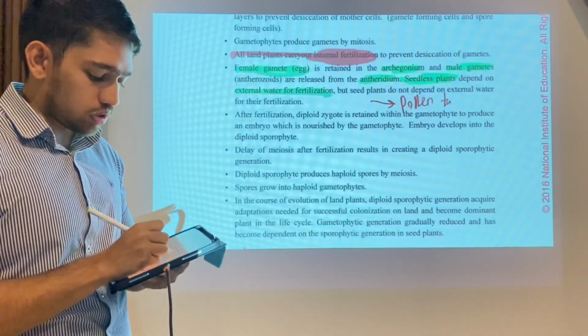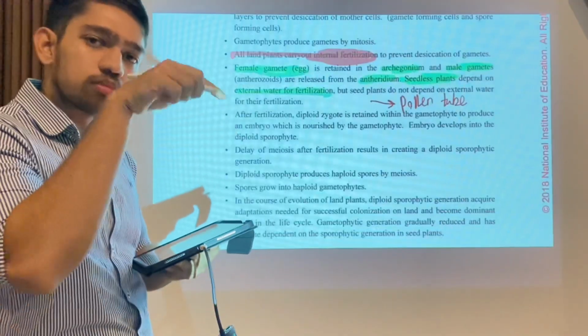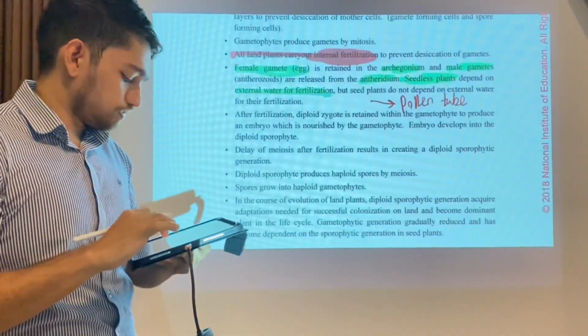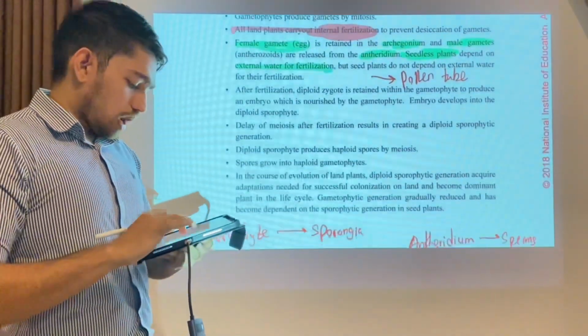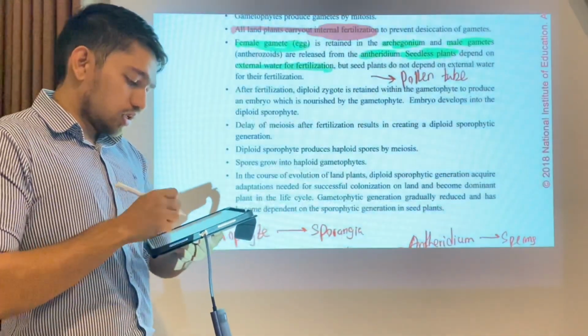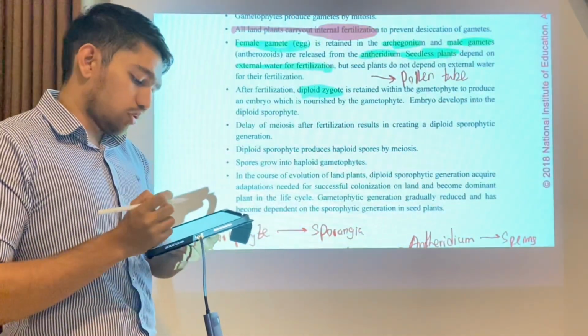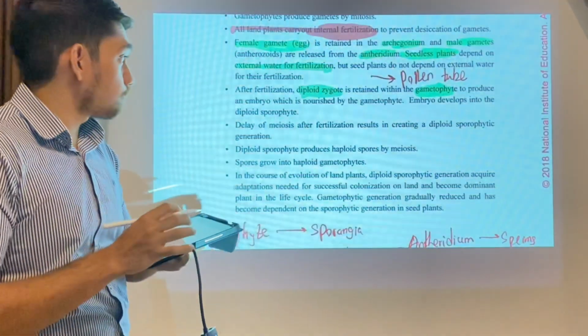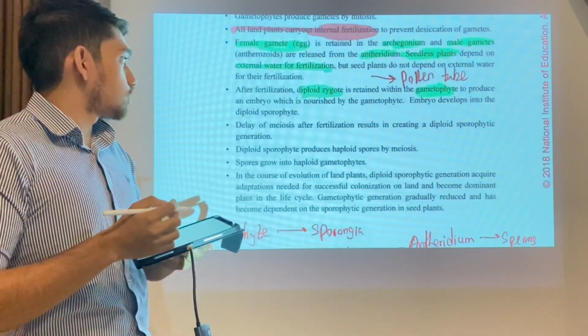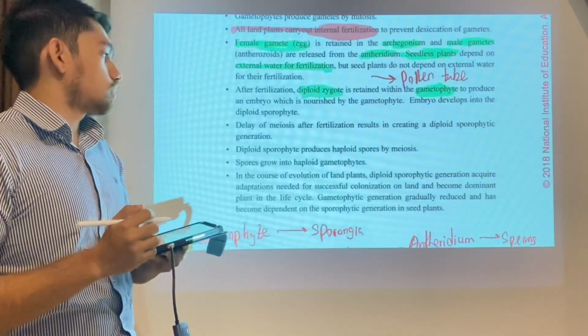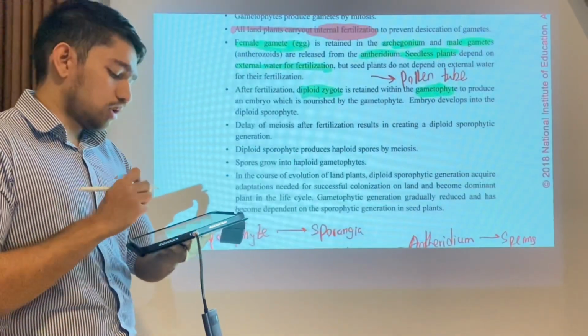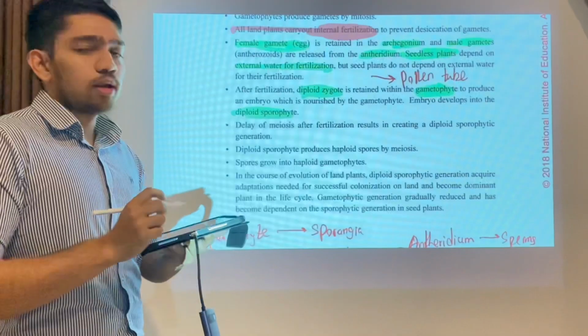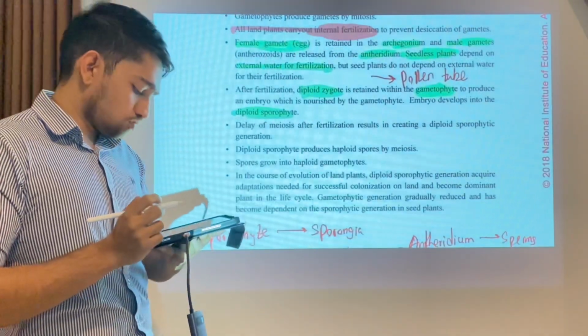Okay, a pollen tube to deliver the sperms directly into the egg. So after fertilization, as I mentioned, a diploid zygote is produced and it is retained within the female gametophyte to produce an embryo which is going to be nourished by the gametophyte. So the embryo will develop into a diploid sporophyte.